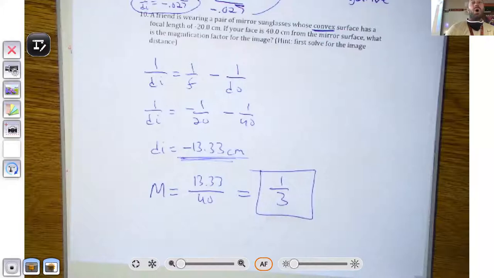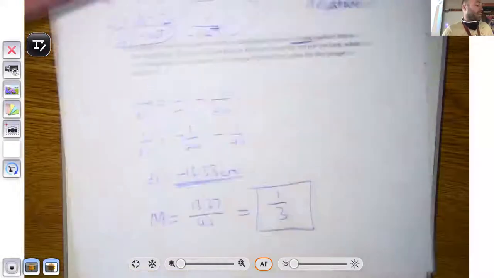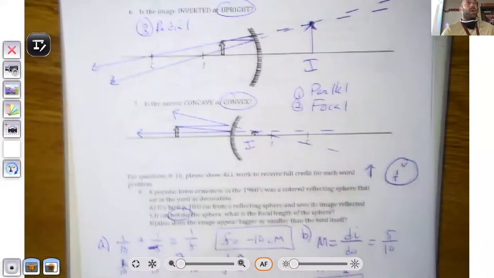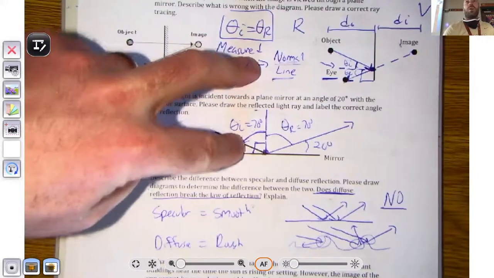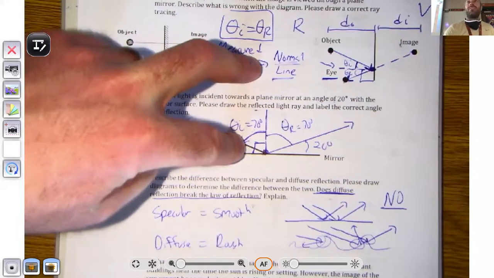Most of you did pretty well on the math and the ray tracings overall. It was actually the very beginning of the quiz that we struggled with. But as you guys just shook your heads to me, are we going to make the same mistakes with the normal lines ever again? No.